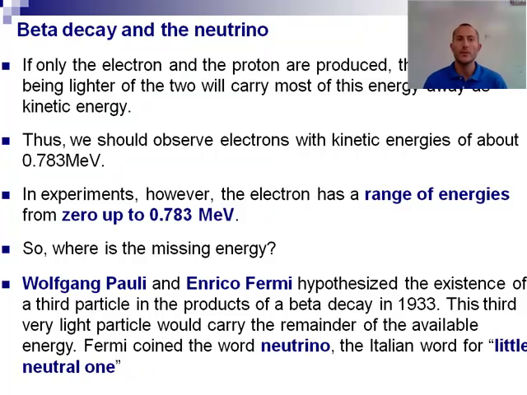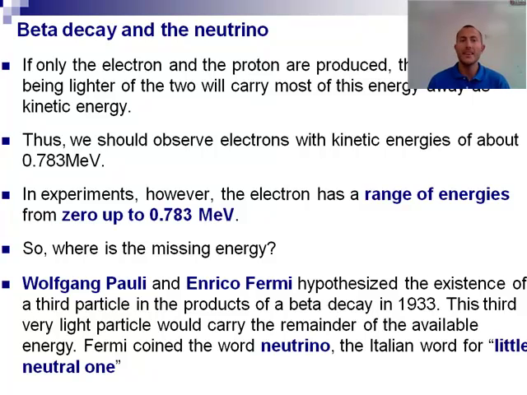But prior to its discovery, it was actually hypothesized to exist. Enrico Fermi and Wolfgang Pauli in 1933 predicted that there must be some third particle being produced in this decay. And the reason for this is that if it was just the electron and the proton that were being produced in the decay of a neutron, then since the electron is the much lighter of the two, it's going to carry most of the energy away as kinetic energy. It's going to move away much faster.